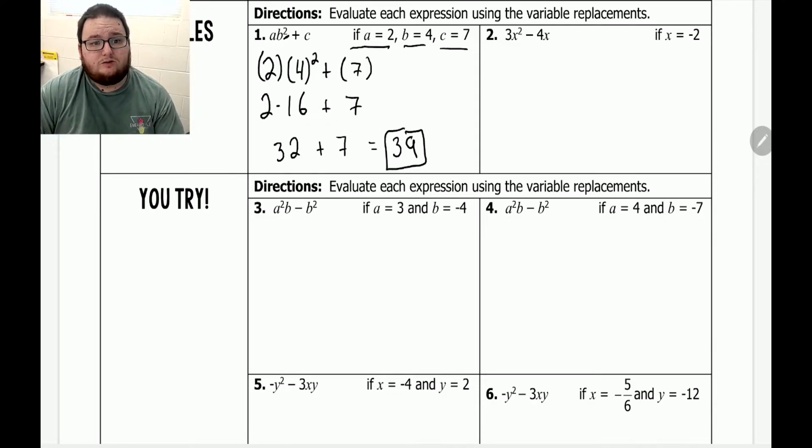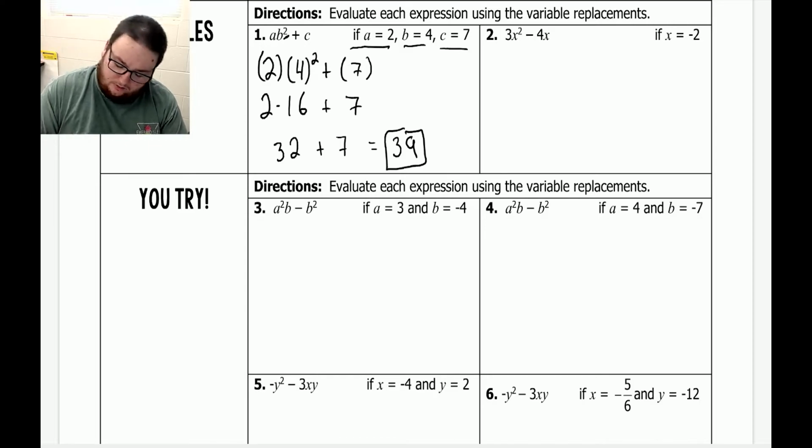So with this, you use the substitution property to finish evaluating the expression. You put parentheses around the number that you change the variable into, and you followed order of operations to get a final answer. So moving on to number 2, we have 3x squared minus 4x.